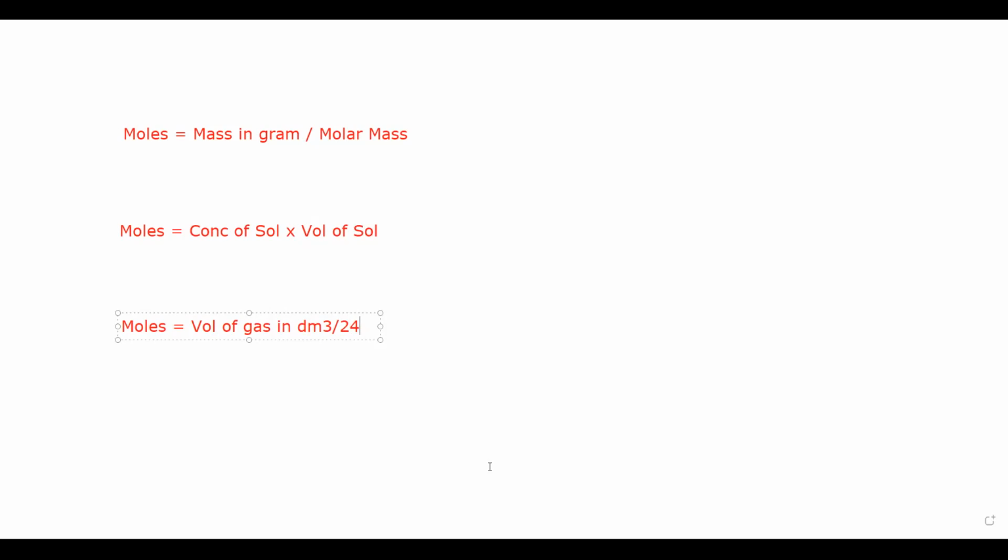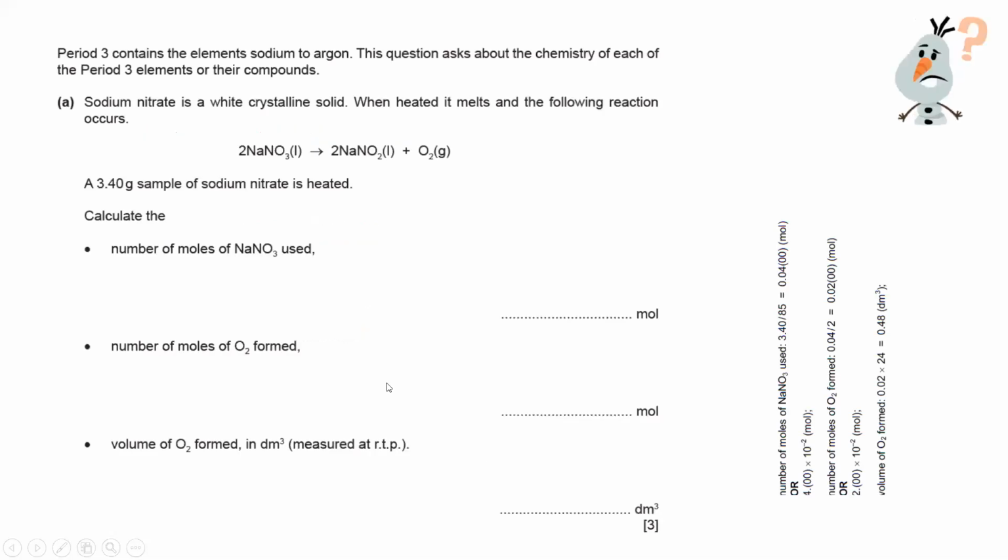Or the second way to solve the moles question is by using the ratio. So as you can see here in this one, we have sodium nitrate, which is a white crystalline solid. When it is heated, it melts, and the following reaction occurs. Sodium nitrate turns into sodium nitrite plus oxygen. They give us 3.4 grams of sodium nitrate that is heated. We have to find the moles.